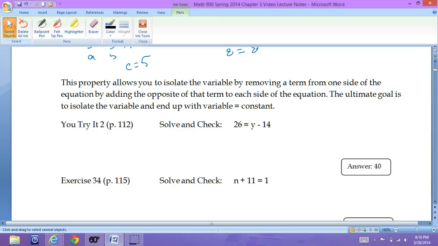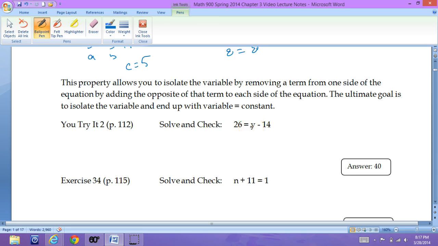statement. This property allows you to isolate the variable by removing a term from one side of the equation by adding the opposite of that term to each side of the equation. The ultimate goal is to isolate the variable and end up with something that looks like variable equals constant. So solve and check. So we want to isolate y.